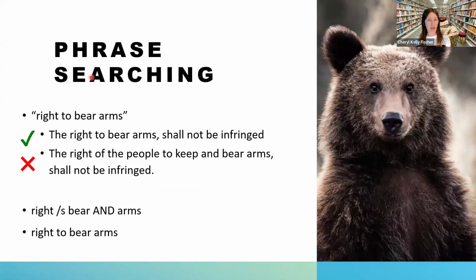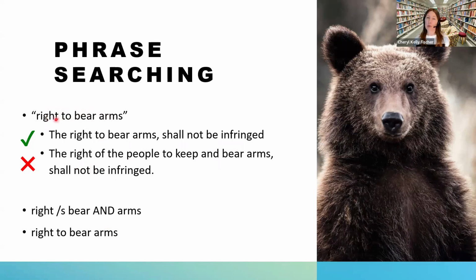A little bit more about phrase searching because it's worth spending a moment on. There's a tendency to want to put quotation marks around everything, and I just want to caution you against that. So, for example, "the right to bear arms" as a phrase with quotation marks around it would get you a result that says, the right to bear arms shall not be infringed. And that would be great. But it would miss the result that says, the right of the people to keep and bear arms shall not be infringed. You would want that result to appear, and you would be limiting yourself to it not appearing if you put this phrase in quotation marks.